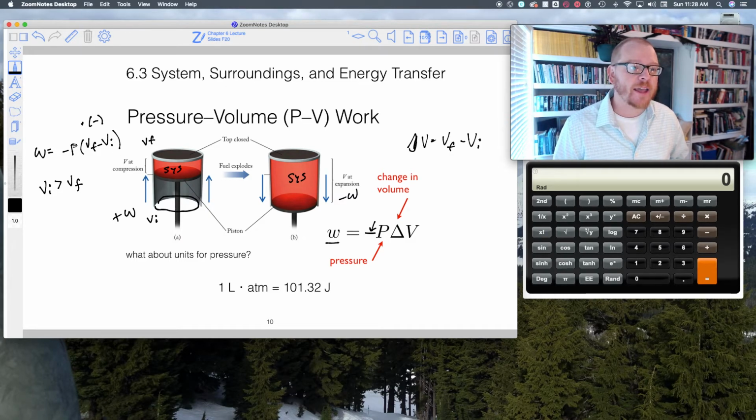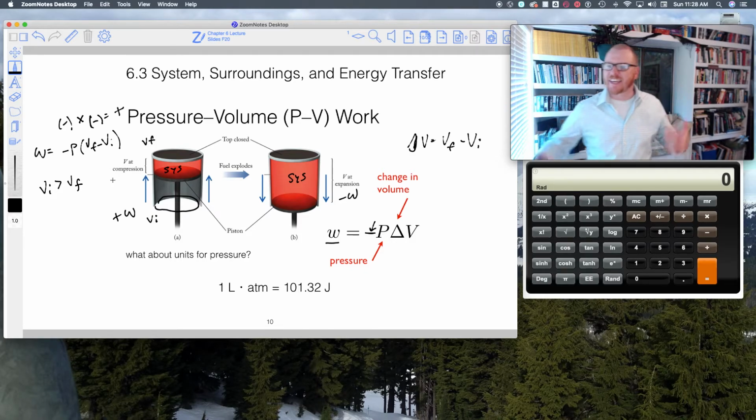And then times negative P. So negative times a negative gives me a positive. Okay, let me write that multiplying sign better. So that's why we have the negative sign in this equation, because it's just a convention we use. Compression work is positive. Expansion work is negative, and here's why.